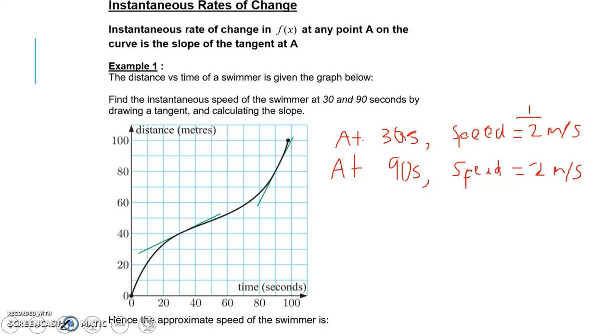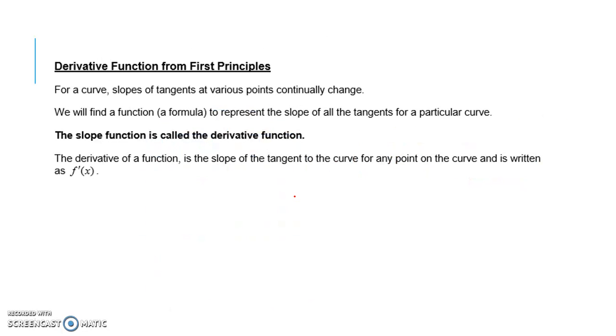But in order to actually draw an accurate tangent, it's really difficult. You're always going to be a little bit off. So another method was developed, which is what we're going to talk about now, which is finding a derivative, or finding the gradient of a tangent at a point, which is called first principles.